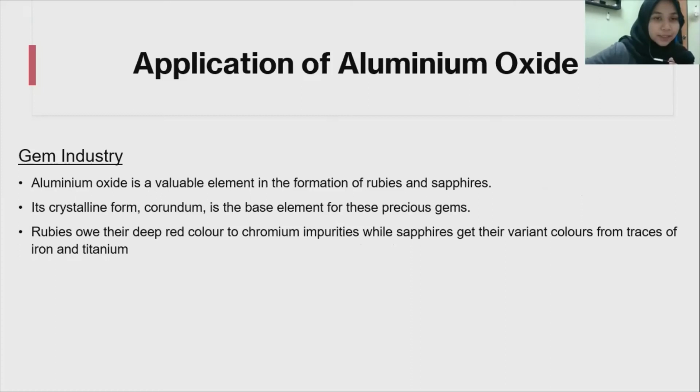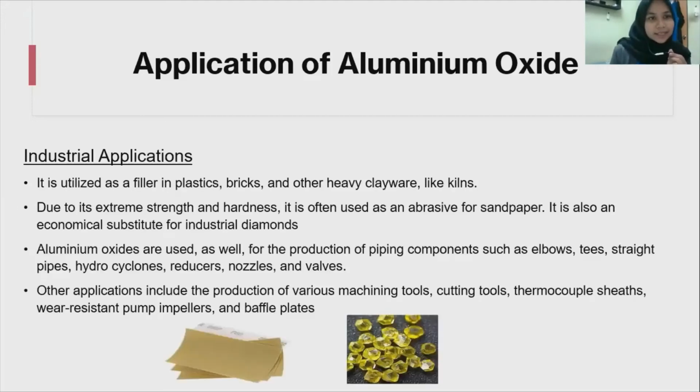For gem industry, aluminum oxide is a valuable element in the formation of rubies and sapphires. Its crystalline form, which is called corundum, is the base element for these precious gems. Rubies owe their deep red color to chromium impurities, while sapphires get their varying colors from traces of iron and titanium. And lastly is industrial applications.